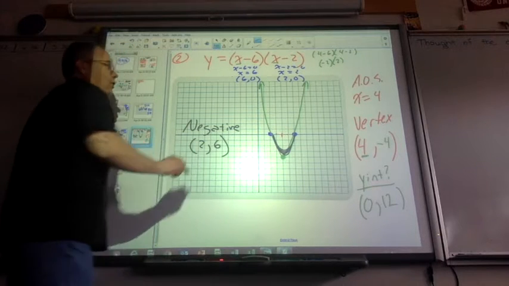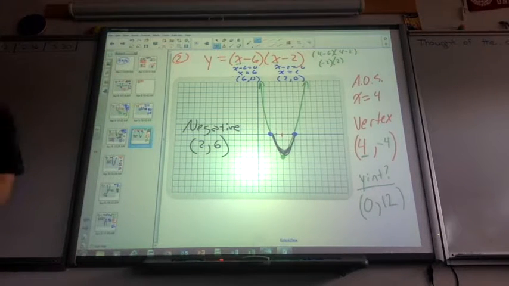2 to 6. And 2 to 6 is not a point. That's the interval in which it happens to be negative. So between 2 and 6 on the x-axis, if I plug in any numbers between 2 and 6, I'm going to get a negative y value. That's what it means. If it asks for positive, then it would be negative infinity to 2, 6 to infinity.